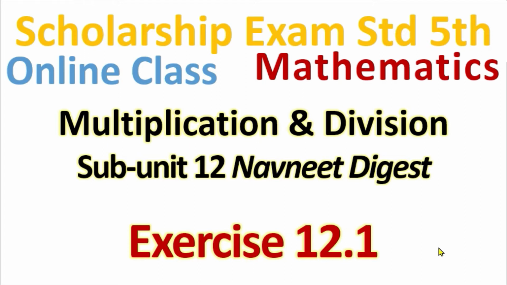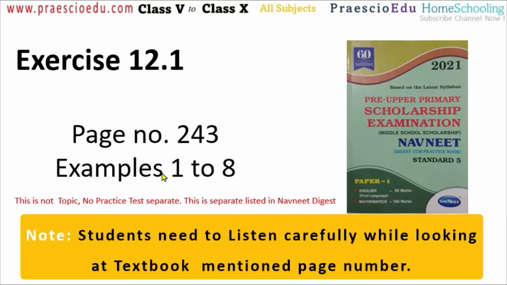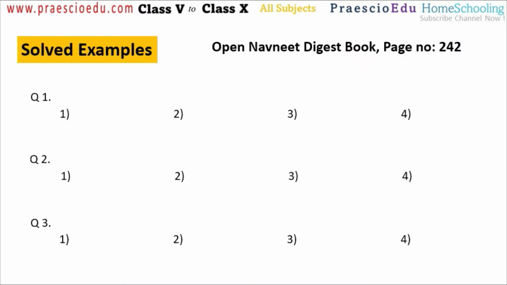But in our Navneet digest, separate word problems are given in the subunits. So we are going to cover all the word problems also, and that's why there is no practice test here. We already solved the practice tests for multiplication and division separately. First we will see the solved examples before going to the 12.1 exercise, on page number 242.